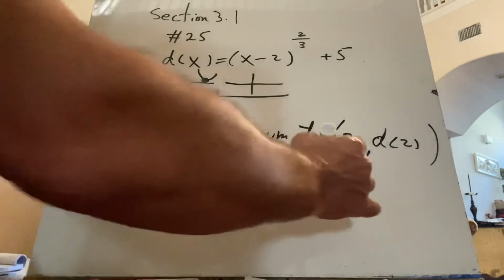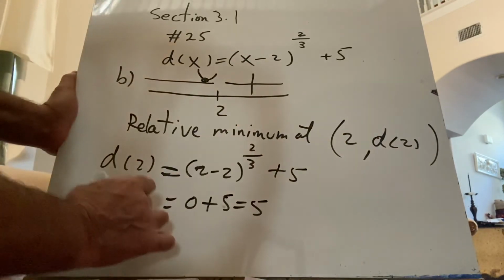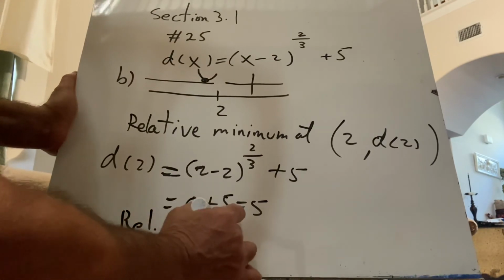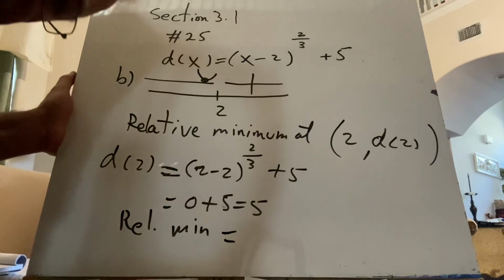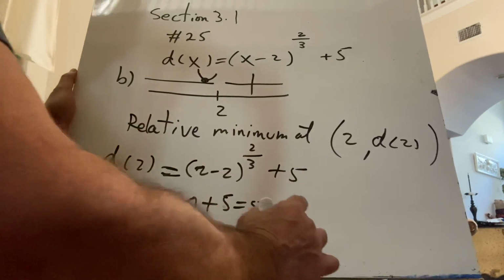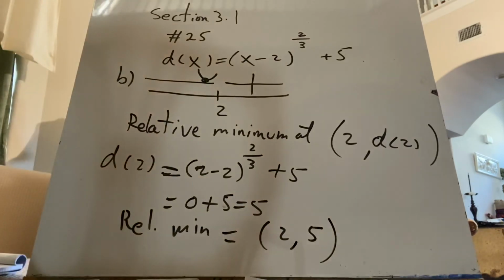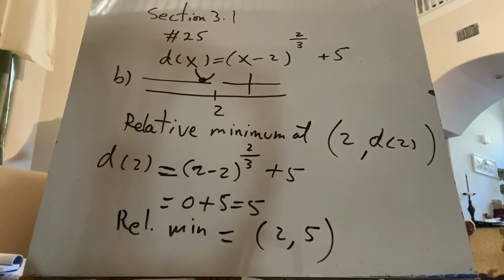So your actual relative minimum is going to be the ordered pair 2, comma, d of 2, which we found to be 5. So the ordered pair (2, 5) is your relative minimum. Okay? I hope that helps.